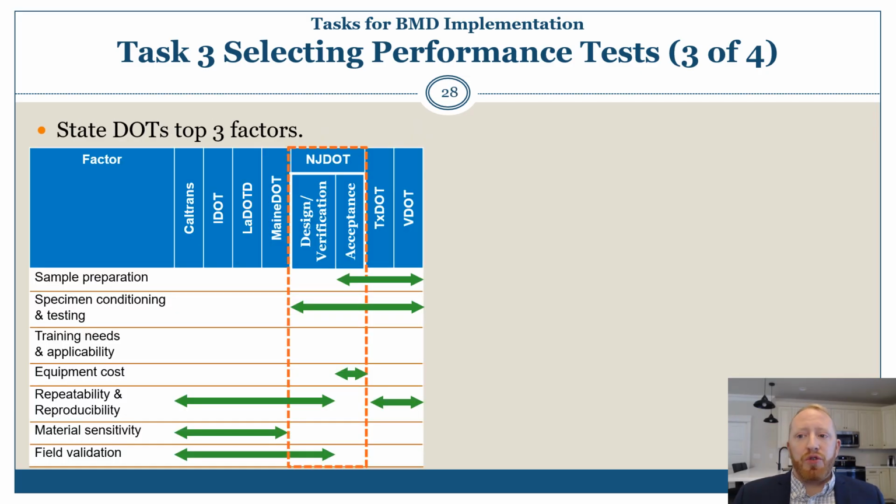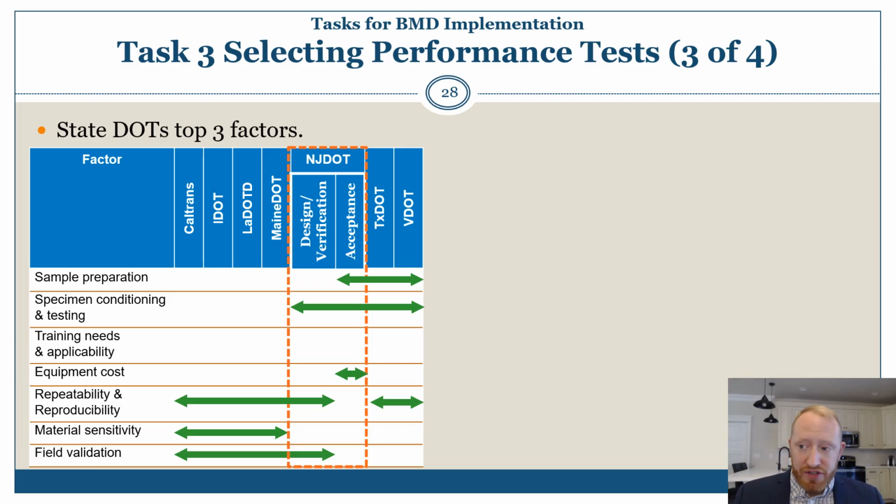We did talk to those state DOTs that we worked with as part of the case studies and talked about their top 3 factors, right? What were their top 3 factors in selecting the test that they looked at? And you see the responses here, and you see some overlap between many of them, and also some differences. Okay, so things from specimen preparation, equipment cost. Equipment cost didn't really come in for many. Training needs and applicability weren't talked about for many. Often variability. There were some agencies that really focused in on sensitivity, variability, and validation.